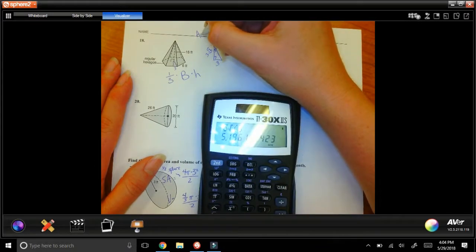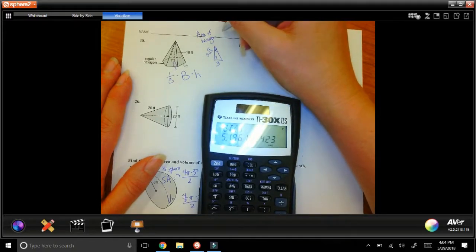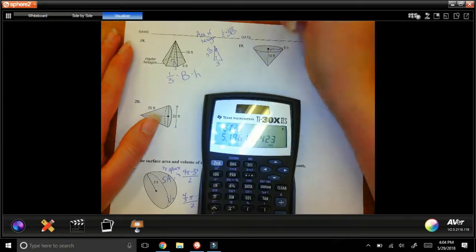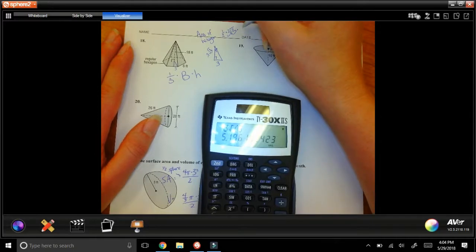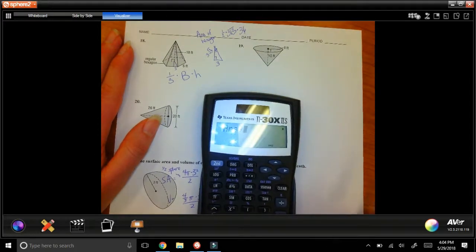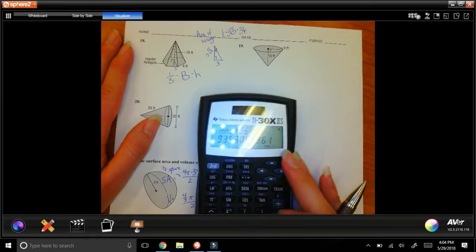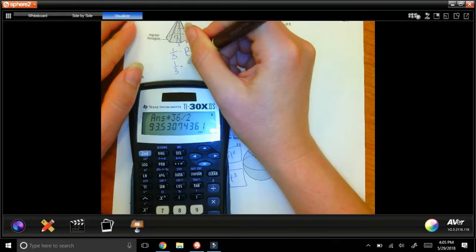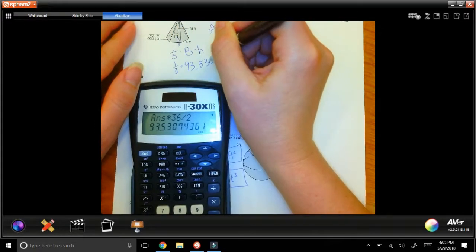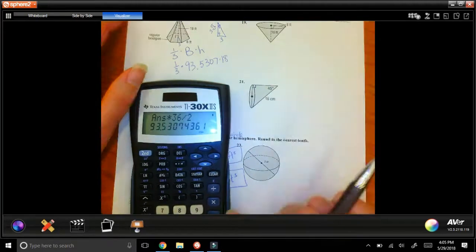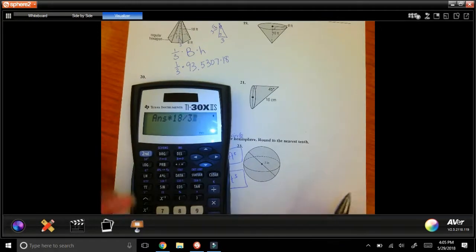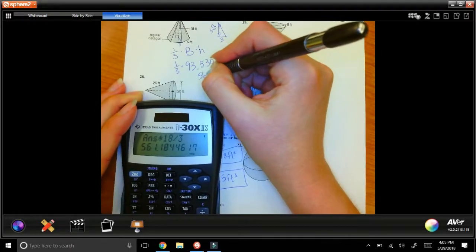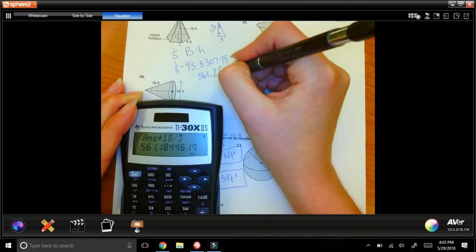So the area of the base is half the apothem, which is that 3 radical 3, or the 5.2 number if you prefer, times the perimeter of the base, which is going to be 36. So the area of the base is this 93 number. 1/3 the area of the base times the height of the prism. 561.2, and that's cubic feet.